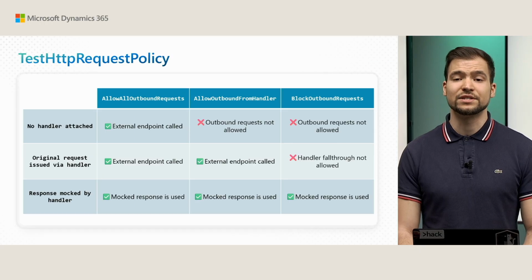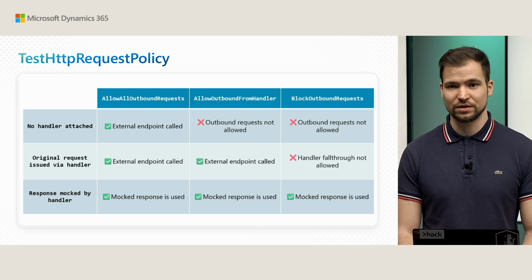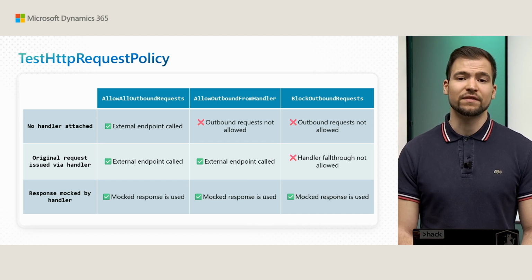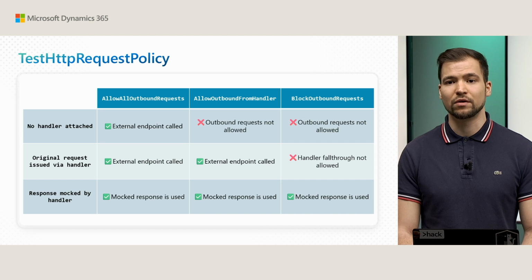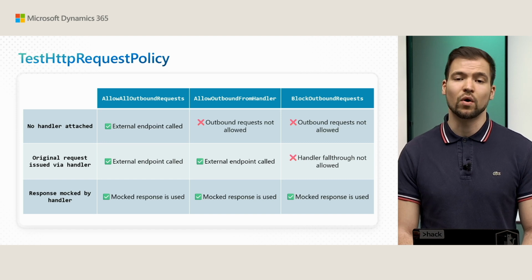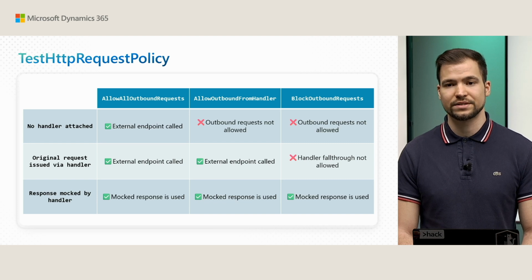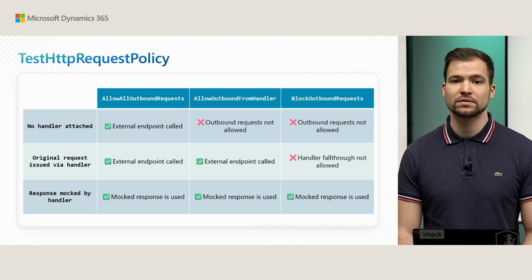Finally, I'd like to draw your attention to this new property that we have introduced called Test HTTP Request Policy. You can add it to test code units to specify how outbound requests should be treated during test executions. By default, all requests are allowed, but you can further restrict this to only allow ones issued from a handler or to block all unhandled requests. The following table shows an overview of all of the scenarios.